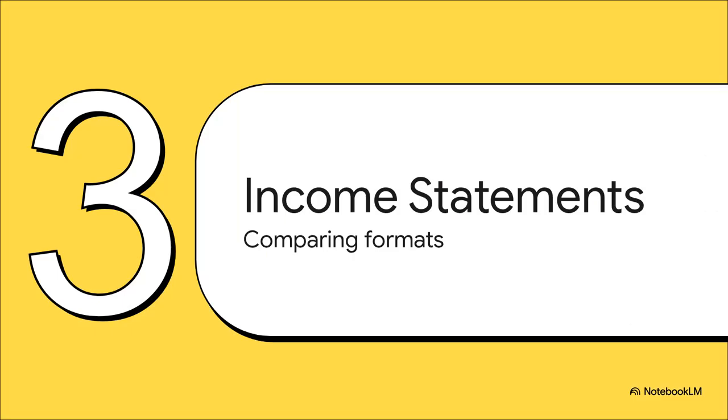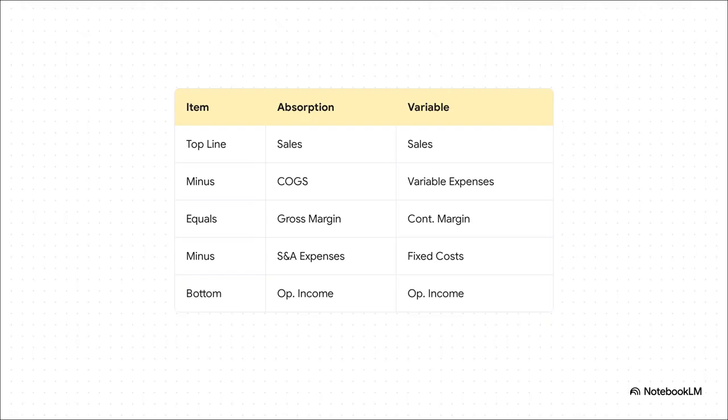Section 3, comparing income statement formats. And this brilliantly illustrates how these two different philosophies actually physically change the look of the income statement. You'll definitely want to pay close attention here. Just look at this side-by-side comparison. They both start with sales at the top line, and they both end with operating income at the bottom. But the journey between those 2 points, totally different.